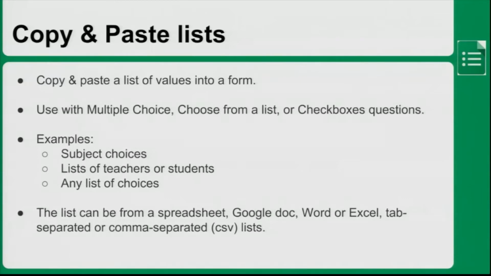So now, if I need to create a list of those 150 schools, I can simply select down the spreadsheet, copy it, go to the question, get the first question, and then just paste it, and it goes straight down. The list can be from a spreadsheet, a Google Doc, Word, Excel, etc. It can even be tab separated or comma separated lists. So that's a really useful thing. If you've got a list of choices, and it's more than you want to type in individually, you can just copy and paste them into the Google Form, which is really useful.